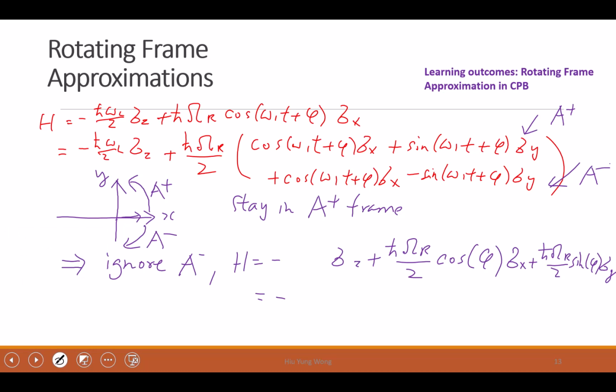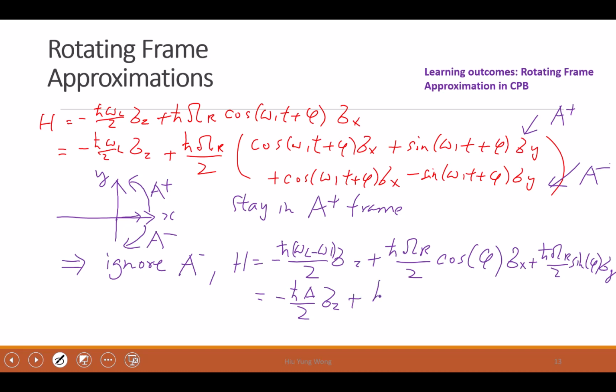It was rotating in the world by omega L. Now I jump on the rotating frame, then what will happen to this omega L rotation? Omega L minus omega 1. Omega L minus omega 1, right? So I made a mistake here. Omega L minus omega 1 divided by 2, right? And this one I call delta, detuning, right? That's what we learned before.